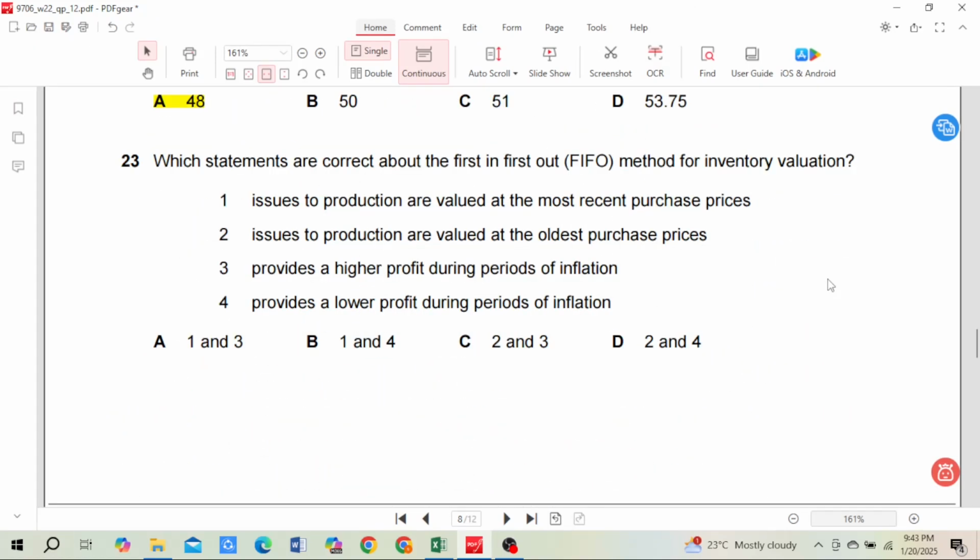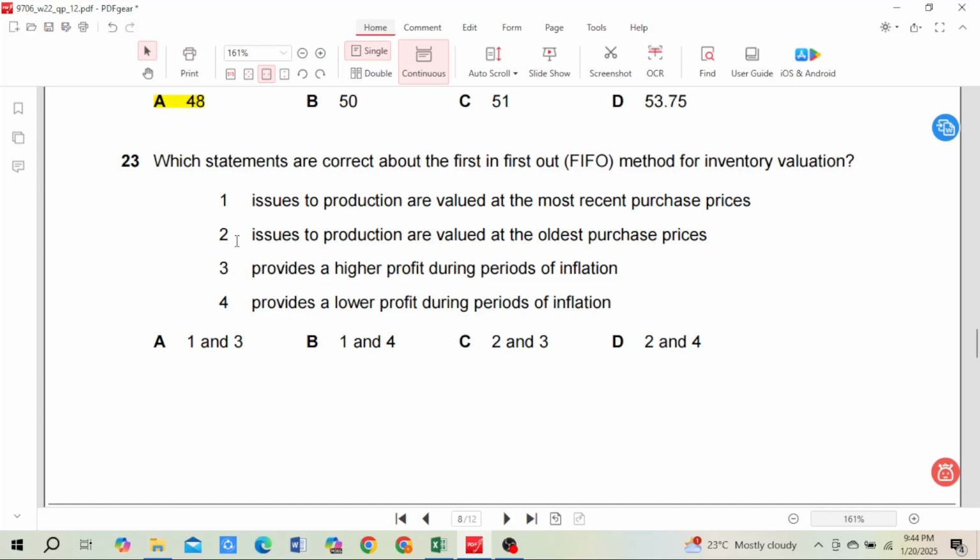Okay, next question. Question number 23. Which statements are correct about the first in, first out method? Okay, FIFO method for inventory valuation. So in the first in, first out method, whichever inventory comes first, we'll use that first. Okay, so option one, issues to production are valued at most recent purchase price. No, it is not, because we are using the one which we purchased first. So the older product would be used first.